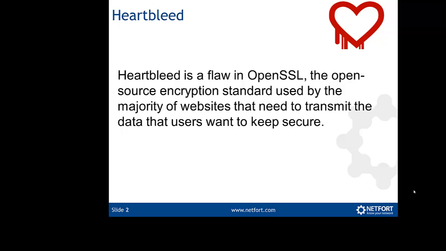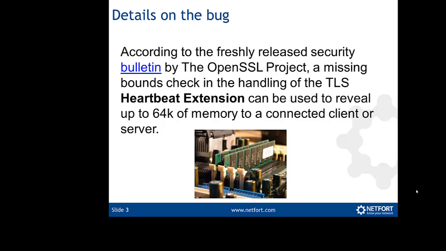So the reason we need to detect servers like this is because of the Heartbleed issue. It's a flaw found in the OpenSSL application used by the majority of websites to secure transactions. The problem with this bug is it could allow people to access up to 64 kilobytes of memory within the server itself, possibly revealing passwords and all sorts of other sensitive data.